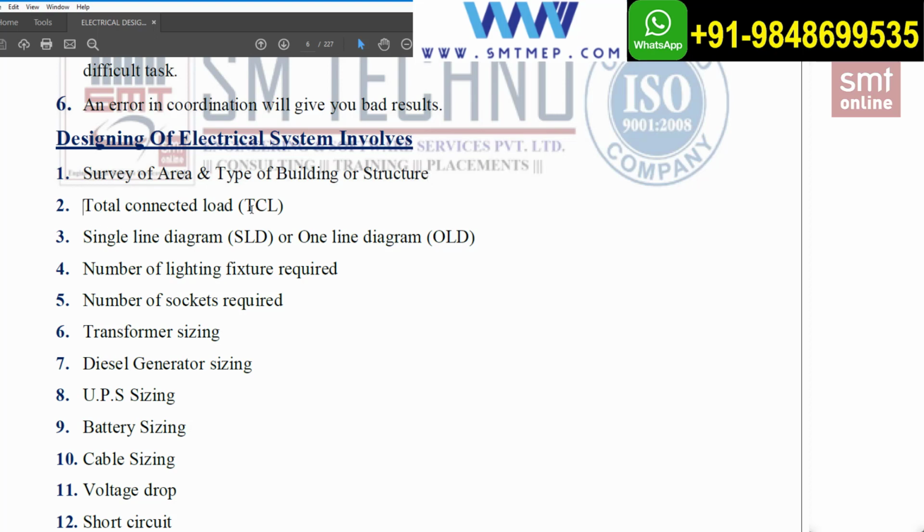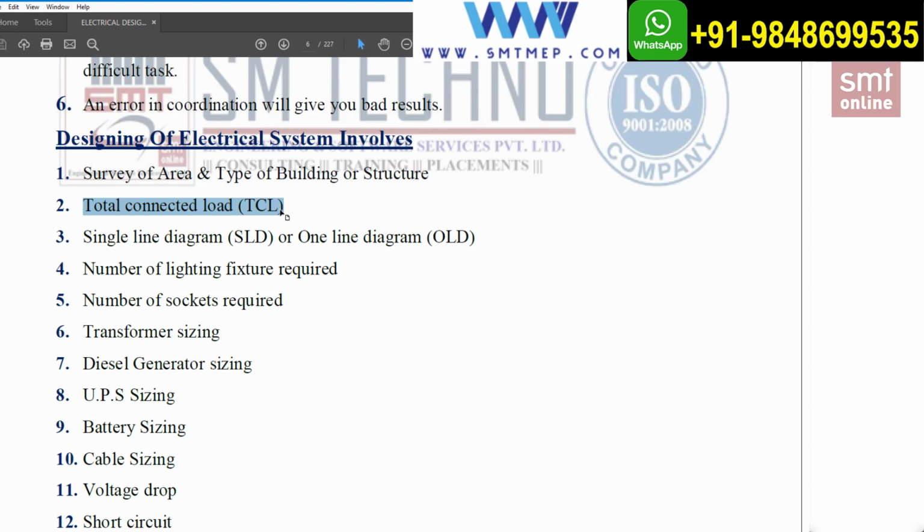Then you have to find out the total connected load of the building. Total connected load is nothing but the lighting load, the raw power load, the air condition load, the mechanical load, the plumbing and firefighting load, etc. Because being electrical engineer, we have to provide connection to each and every individual department, because no equipment, either electrical, electronic or mechanical, will work if you're not providing a proper amount of electricity.